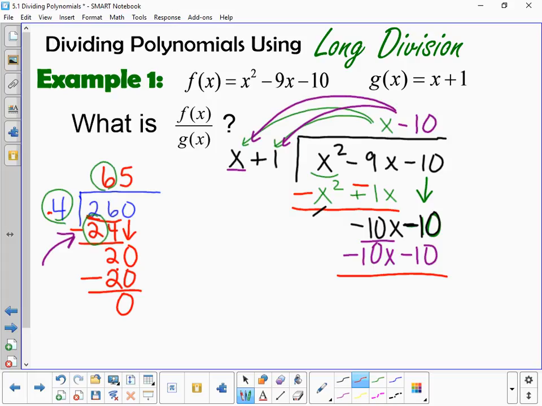And then I want to subtract that, subtract both parts. Well, that essentially means we're adding, because if we subtract a negative, that's the same as adding. These two reduce to nothing, and negative 10 plus 10 also reduces to nothing. We have 0 left over. It's a 0 remainder. So our answer is, if we want to divide f of x by g of x, so x squared minus 9x minus 10 divided by x plus 1, the answer is x minus 10.